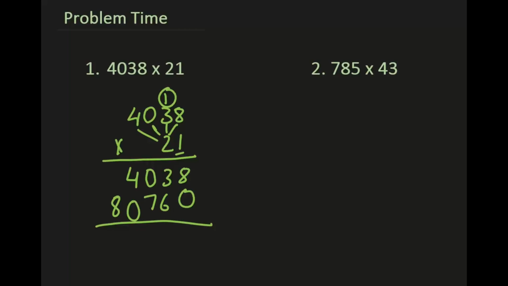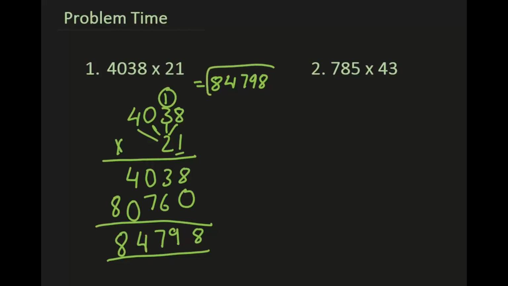Now, let's add. 8 plus 0 is 8. 3 plus 6 is 9. 7 plus 0 is 7. 4 plus 0 is 4. And 8 plus nothing equals 8. So our answer here is 84,798. That's a huge number. That is our answer. Now, let's do the next one.